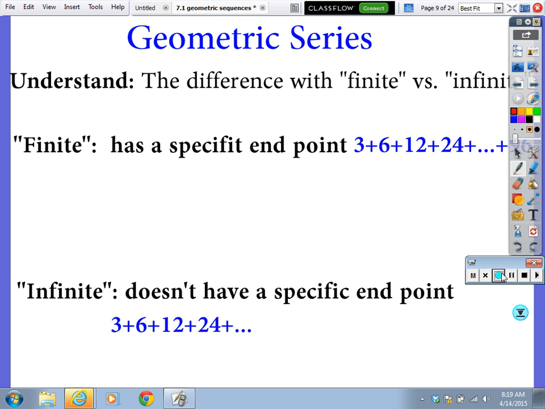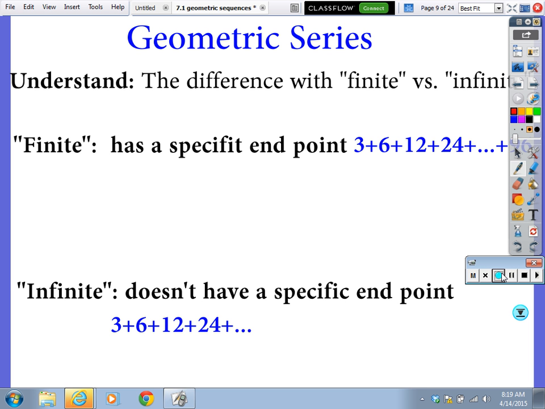Now we're in series. The difference between a geometric series and a sequence is that a series is not going to be separated by commas, but it's going to be separated by addition signs. So we're going to be finding sums of geometric numbers. So it is going to have the same idea.